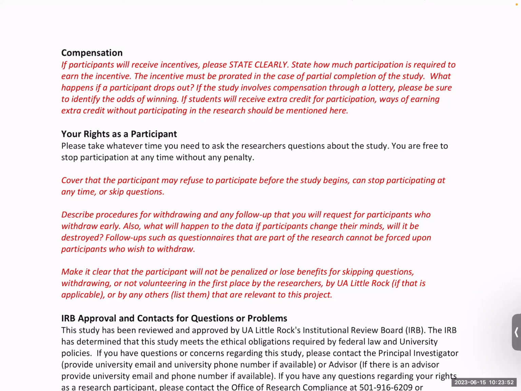Participants should be told that they can refuse to participate, skip questions, or stop participating at any time, and what will happen to any data already collected if they skip questions or stop their participation. If there is an institution, organization, or any service entity involved with the research, the participants need to be informed that no services they receive from this entity are dependent on their participation in the research.